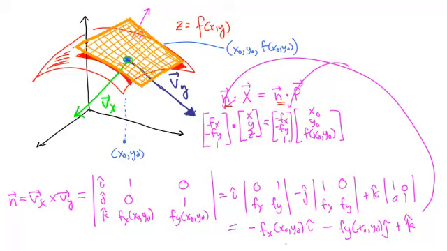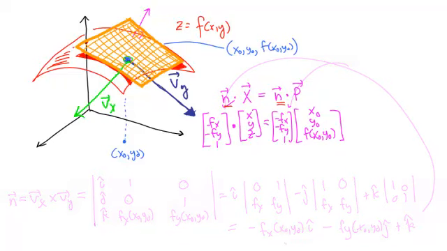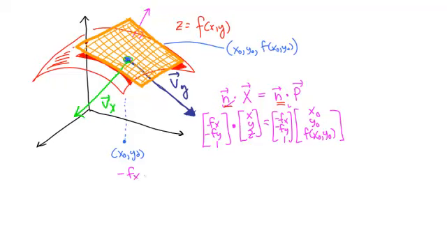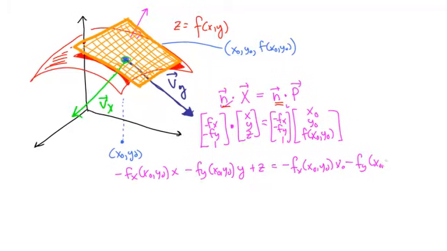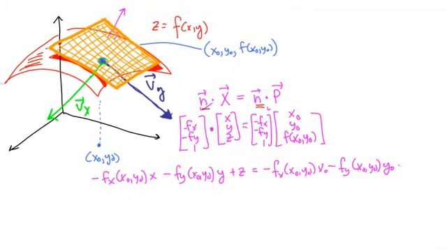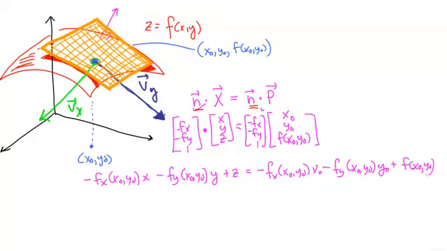Like so. Now let's clean up our space and work out this dot product. We would get negative the partial derivative of f with respect to x at x naught, y naught times x minus the derivative of f with respect to y at x naught, y naught times y plus z is equal to negative the derivative with respect to x at x naught, y naught times x naught minus the derivative with respect to y at x naught, y naught times y naught plus f of x naught, y naught. Whoo-wee! So there's the equation of the tangent plane.